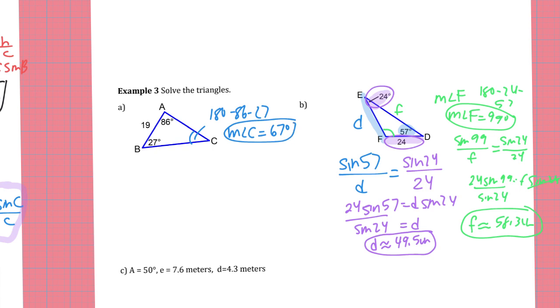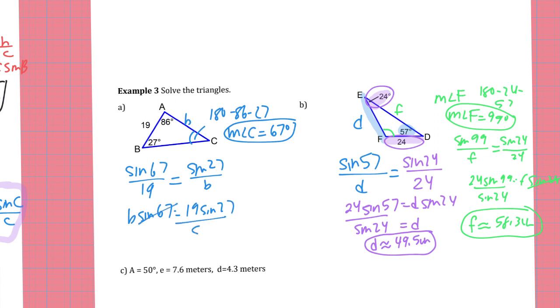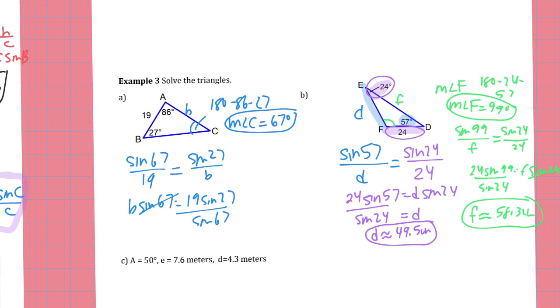Just make sure you document what you're doing. And then we have a pairing now. We know that the sine of 67 goes with 19, just like the sine of 27 goes with side B. So we can cross multiply and find that. So B sine of 67 equals 19 sine of 27. Divide both sides by the sine of 67. Then B would be approximately 9.37 units.